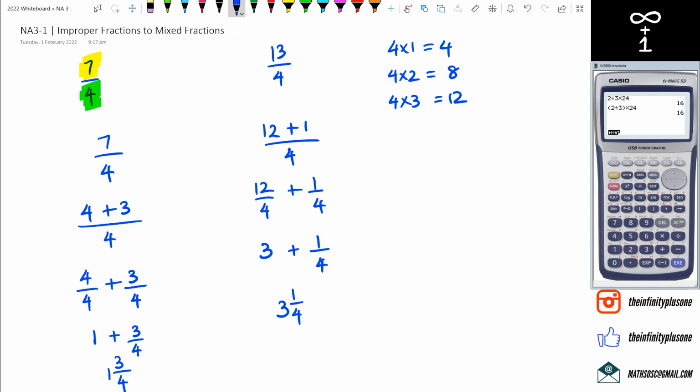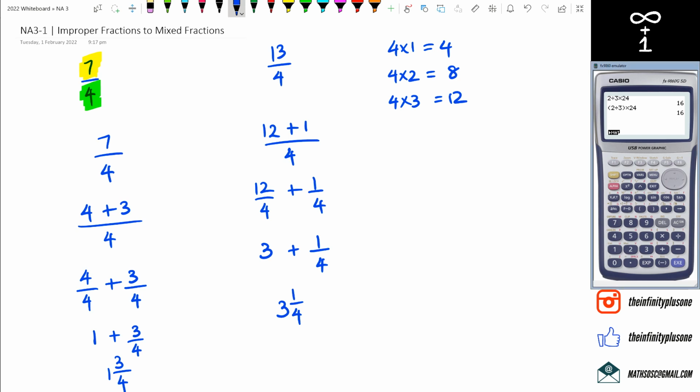So going from improper fractions to mixed fractions. Just checking that I've covered everything here. No, that's pretty much it for this short little video, guys. To convert improper fractions to mixed fractions, that's the long, annoying way to do it.